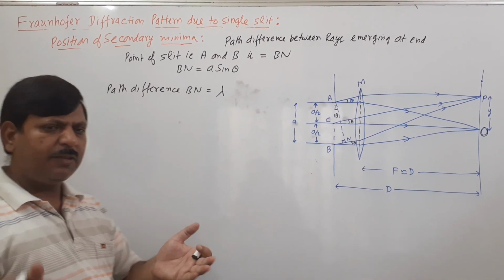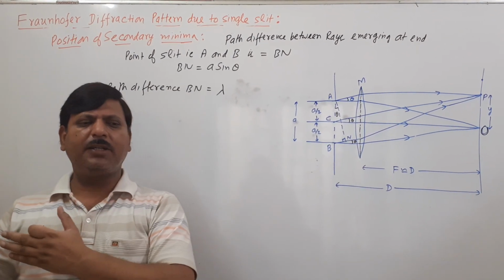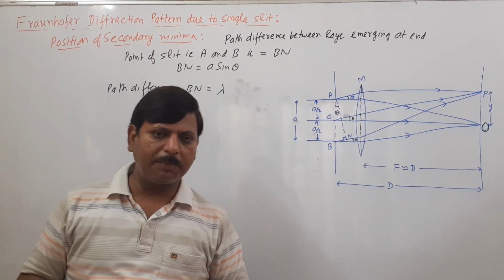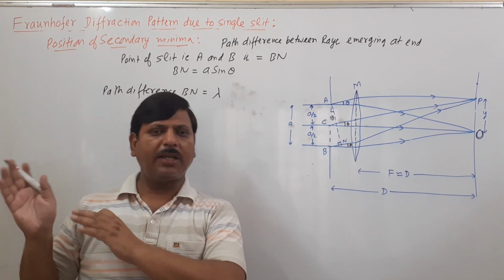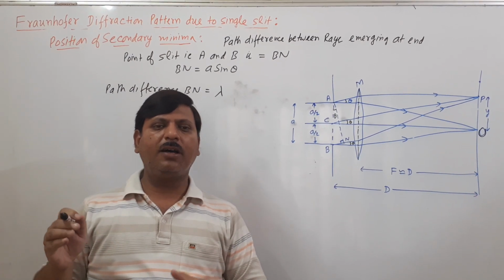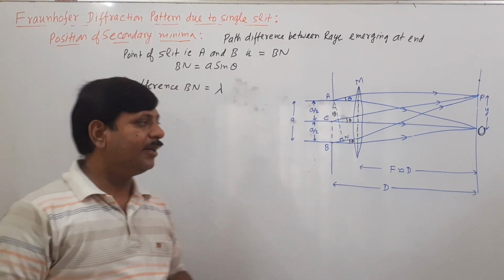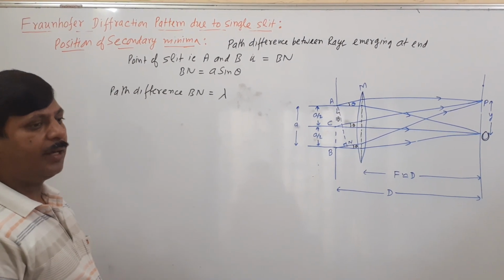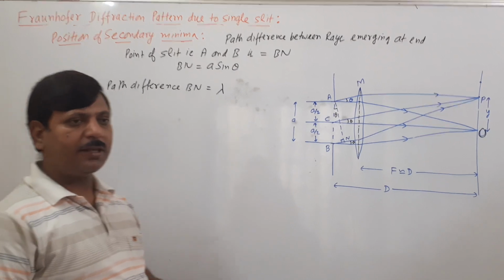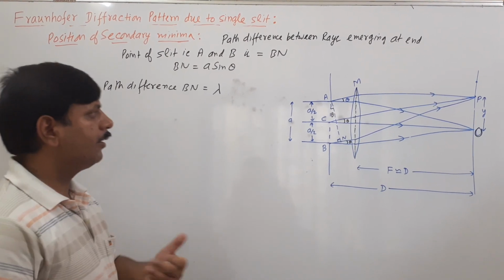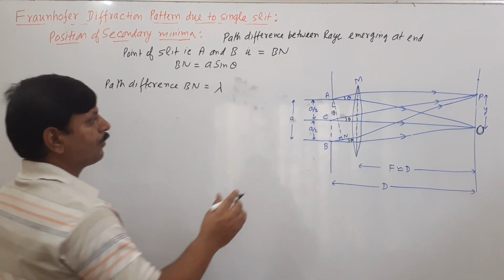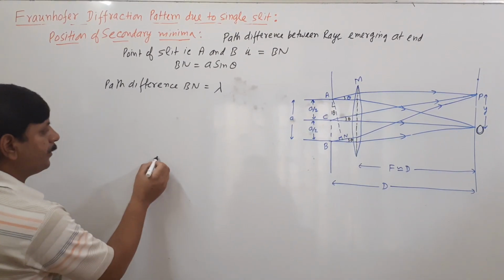In interference, we have seen that when the path difference is an integral multiple of lambda, then point P is the position of maximum intensity. Here it is opposite: when the path difference is a multiple of lambda, this is the position of secondary minimum. So how can we explain it? Why are these happening?